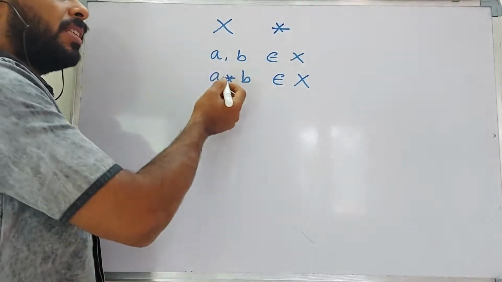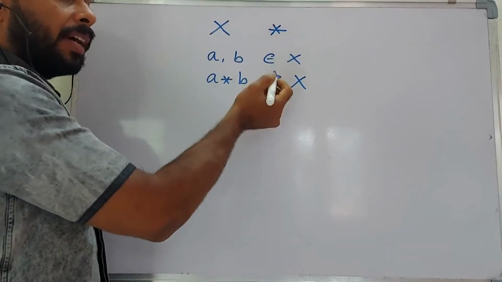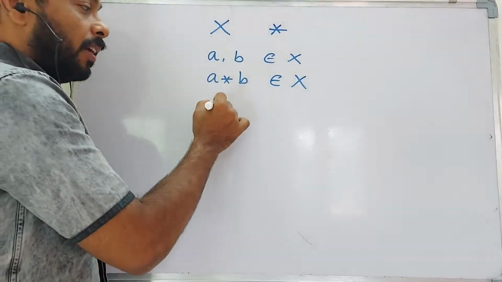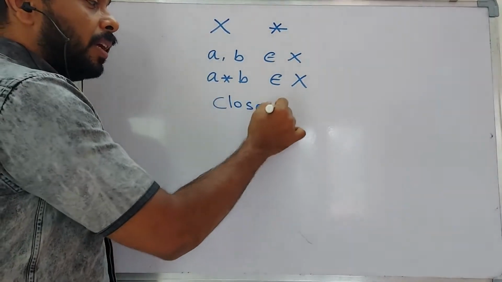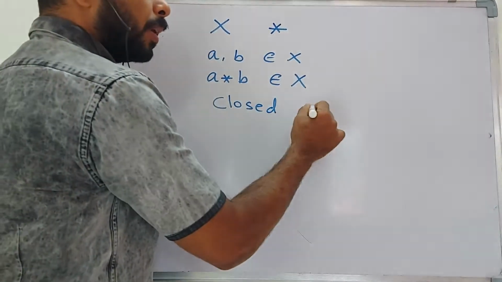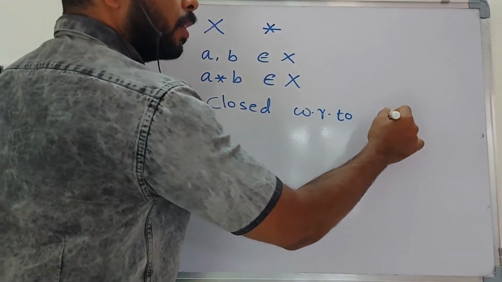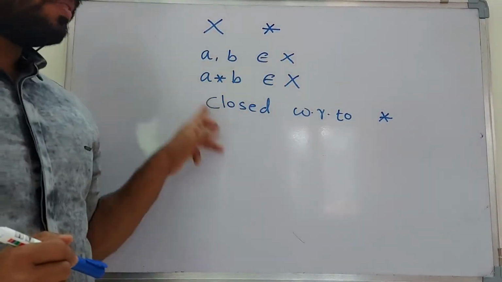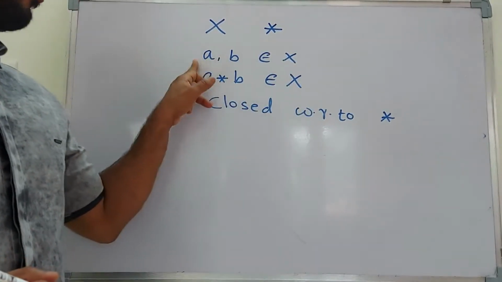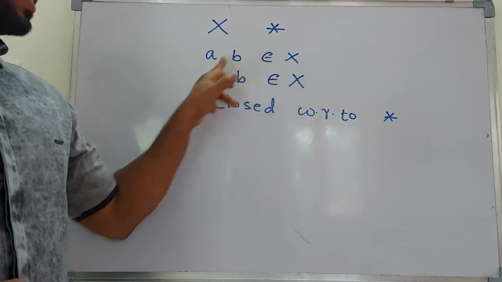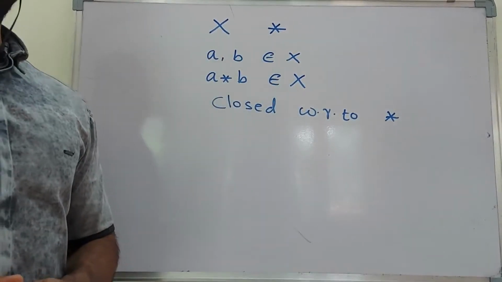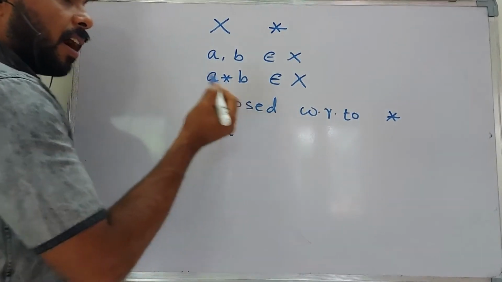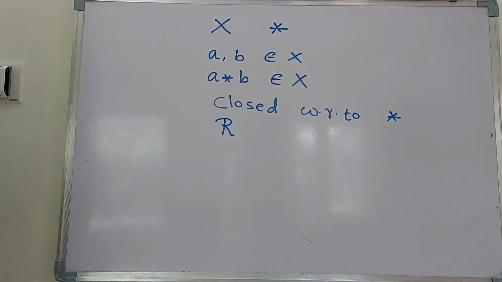If star is a binary operation in X, X is said to be closed with respect to the operation star. That is, X is closed with respect to star if for every A and B belongs to X, A star B belongs to X. For example, consider the set R of real numbers.